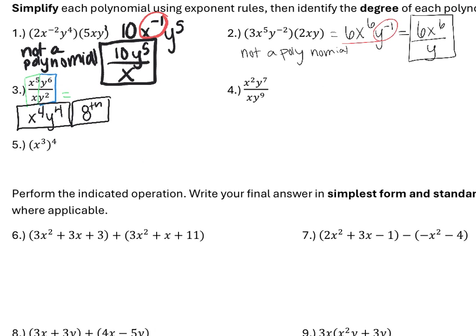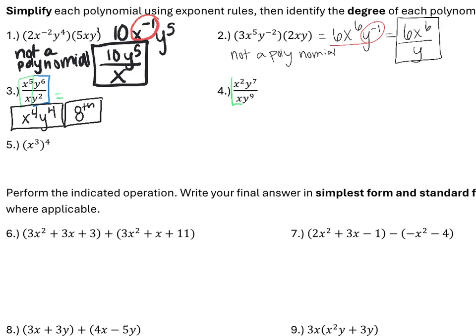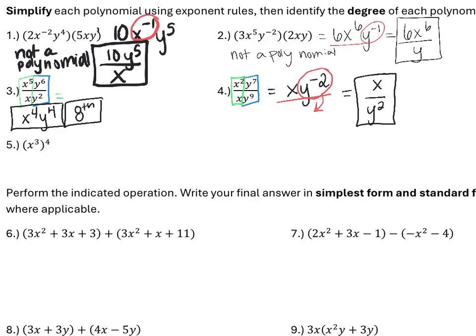Number 4, start with our x's. X squared over x, 2 minus 1 gives us x. And then y to the 7th over y to the 9th. 7 minus 9 is negative 2. Not simplified because we cannot leave a negative exponent, so we only need to drop the y, which is going to give us x over y squared. And this doesn't have a degree because it is not a polynomial because it has a variable in the denominator.